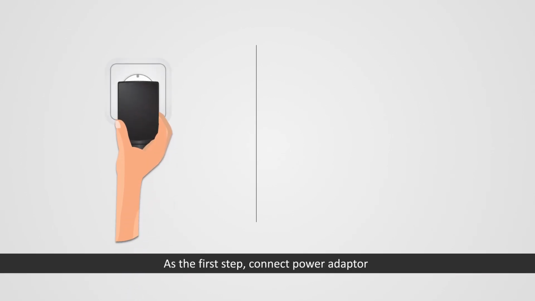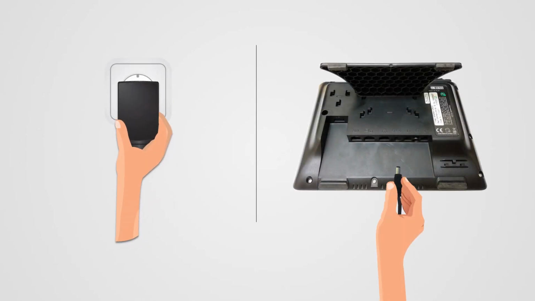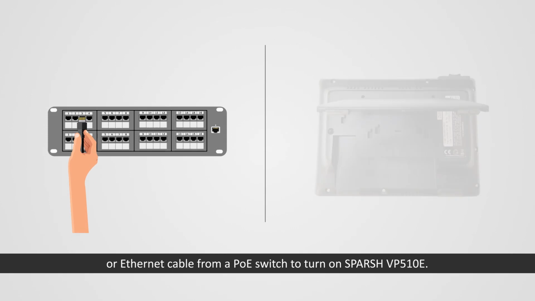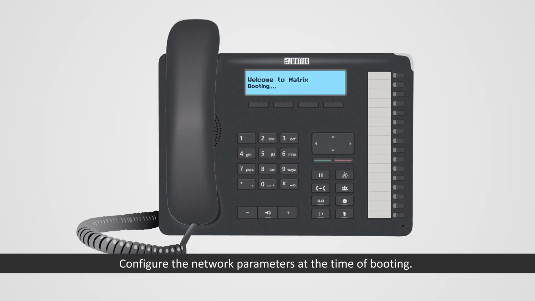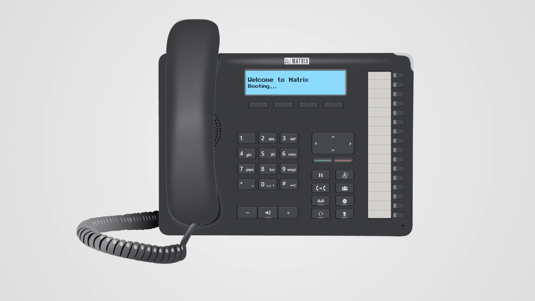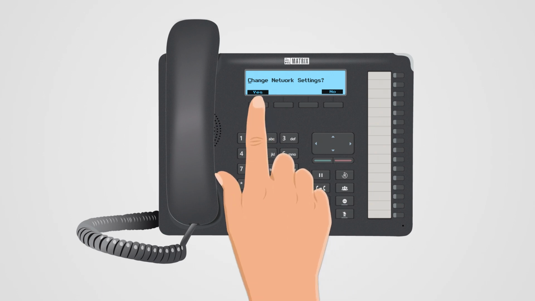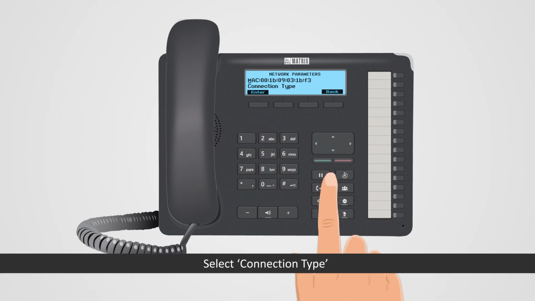As the first step, connect power adapter, or Ethernet cable from a PoE switch to turn on SPARSH VP510E. Configure the network parameters at the time of booting. Select connection type. There are 3 options available.